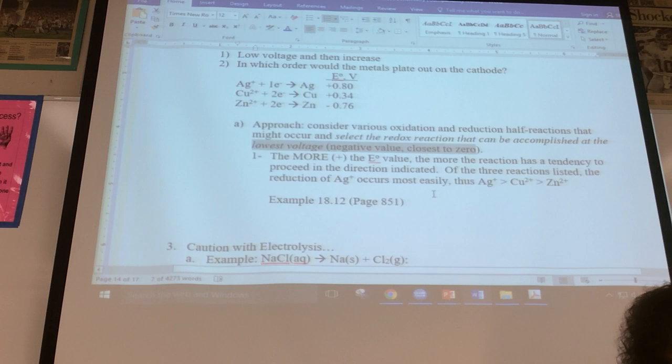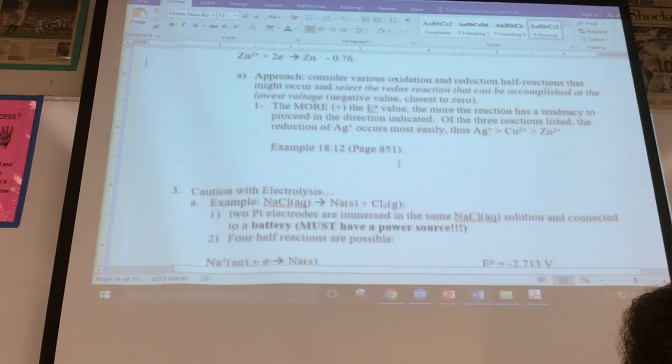That right now makes no sense. It says the more positive the E value, the more the reaction has a tendency to proceed in the forward direction. And that's the one that will plate out first. So silver will plate out first, then copper, then zinc. The greater the E cell, the faster that substance will plate out if you were trying to separate them.